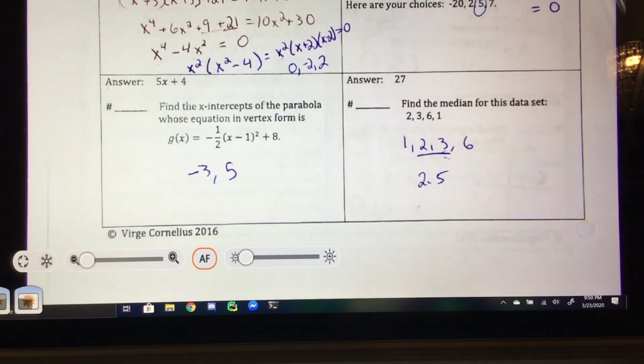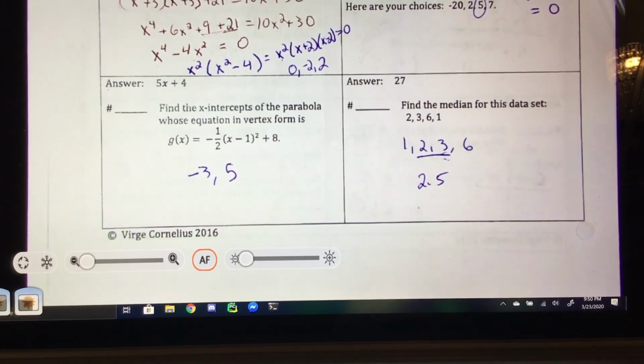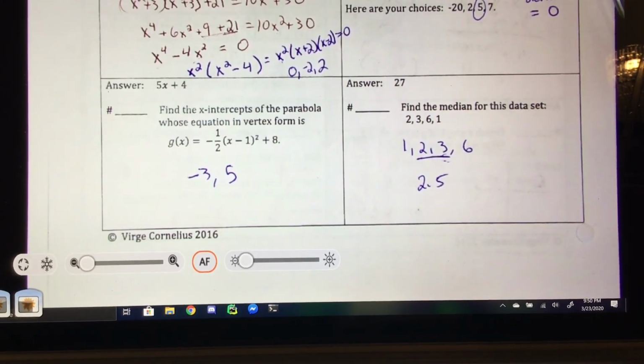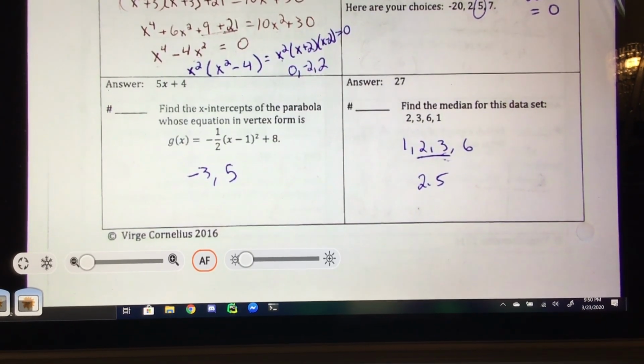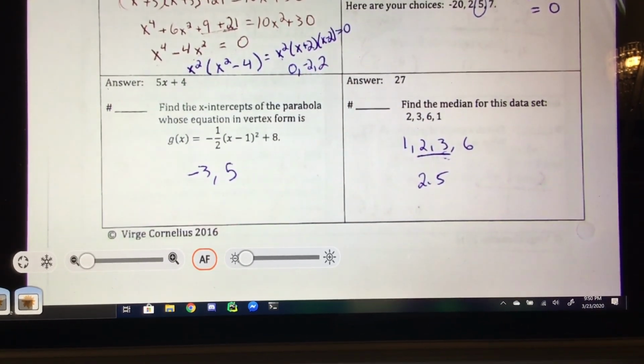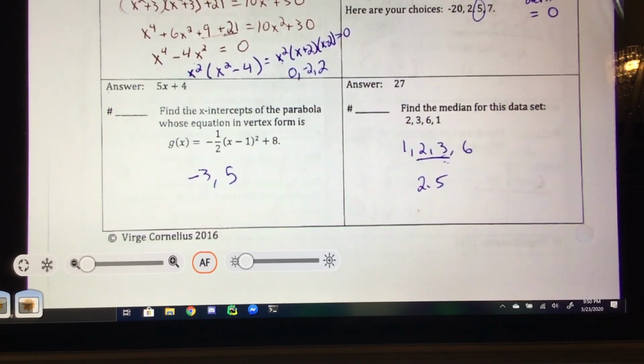And the person who made the circuit did an awesome job. I'll have to credit them somewhere. I'll figure that out. But Verge Cornelius 2016. Awesome circuit for review for SAT.